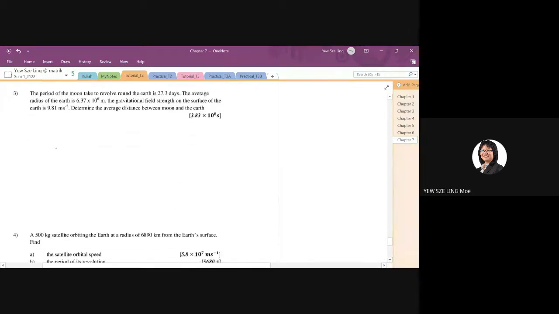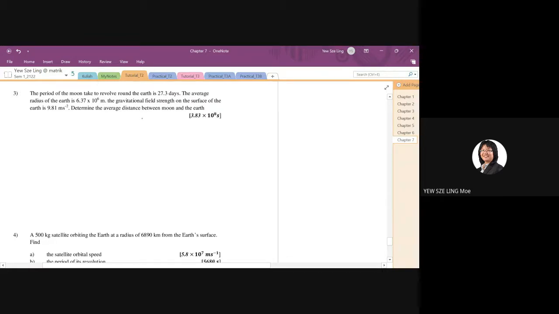Okay, now let's look at question number 3. The period of the moon to revolve around the earth is 27.3 days. So for the moon to complete one revolution around the earth is 27.3 days. And then the average radius of the earth is 6.37 times 10 to the power of 6. The gravitational field strength on the surface of the earth is 9.81. Determine the average distance between the moon and the earth.